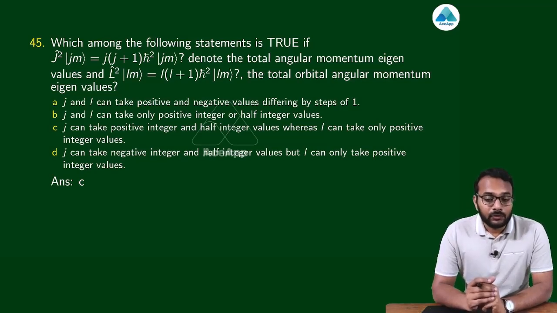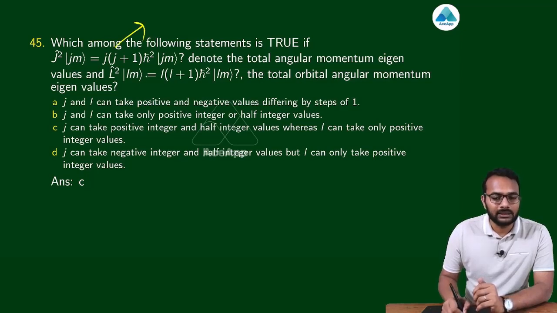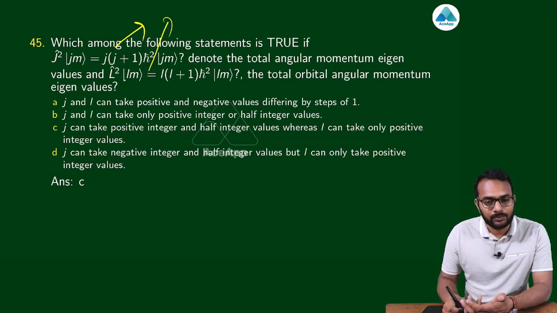Which among the following statements is true? J squared acting on |j m> gives the eigenvalue equation, which denotes the total angular momentum eigenvalues, and L squared acting on |l m> is equal to l(l+1) h-bar squared |l m>, the total orbital angular momentum eigenvalues. Those are the eigenvalue equations for J squared and L squared. Now we have option A: j and l can take positive and negative values differing by steps of 1.